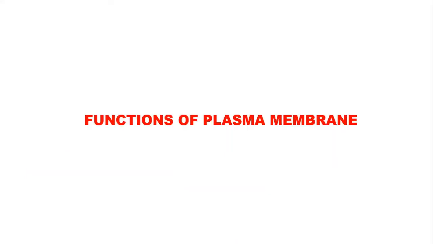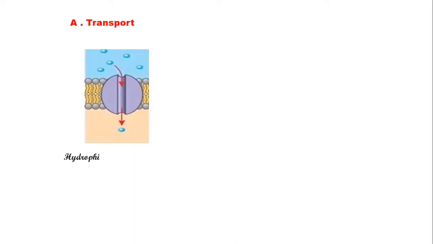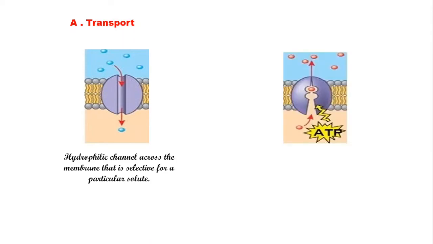Lastly, we will see the major functions of membrane proteins. The first one is transportation. A protein that spans the membrane may provide a hydrophilic channel across the membrane that is selective for a particular solute. Other transport proteins shuttle a substance from one side to the other by changing shape. Some of these proteins hydrolyze ATP as an energy source to actively pump substances across the membrane.